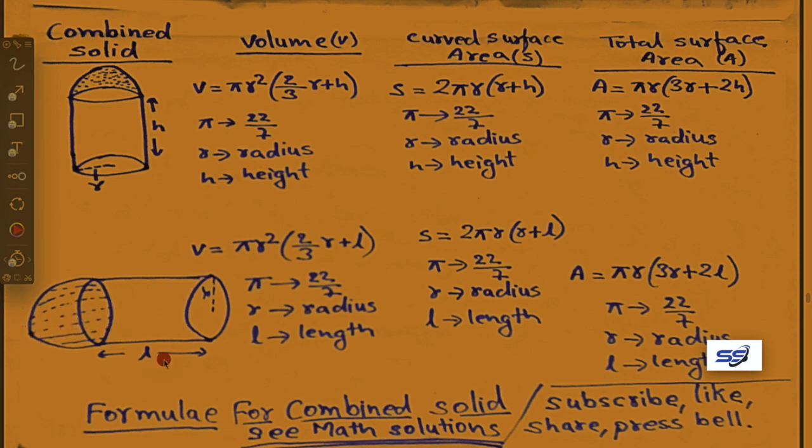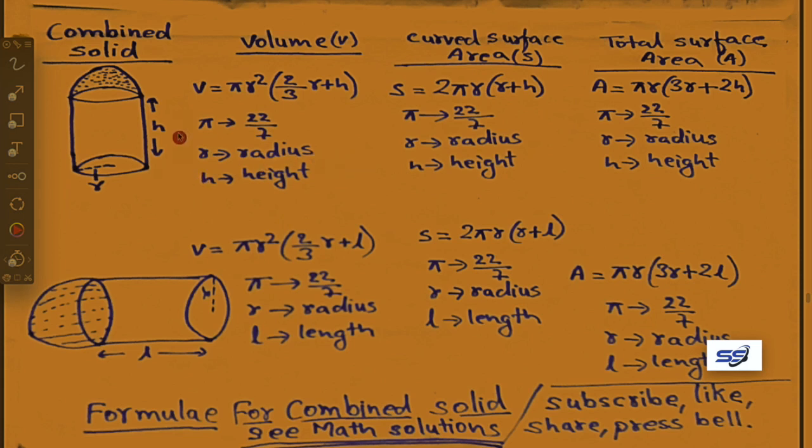In this figure L is given, and in this figure H is given. R is given in both figures. After giving all these things, we should find the formula to find the volume of this figure, the curved surface area of the cylinder, and the total surface area of this figure or that figure. Some formulas shall be used.